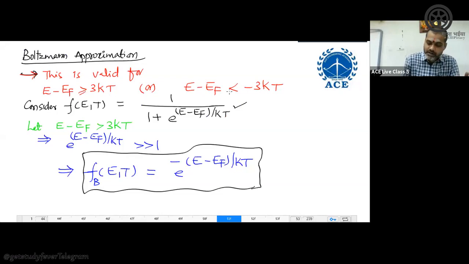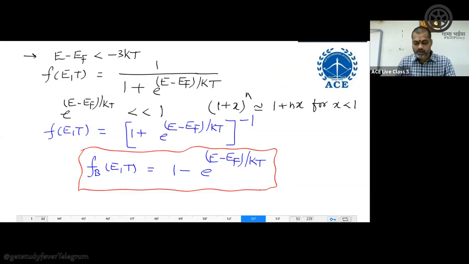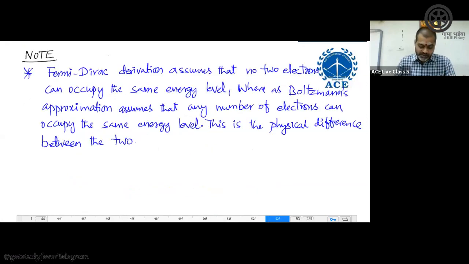Okay. And here it is E minus EF less than or equal to minus 3 kT. Then you can apply this. Okay. We have seen how we can simplify the thing. And we have given the physical difference between the Fermi-Dirac distribution derivation and the Boltzmann's approximation.